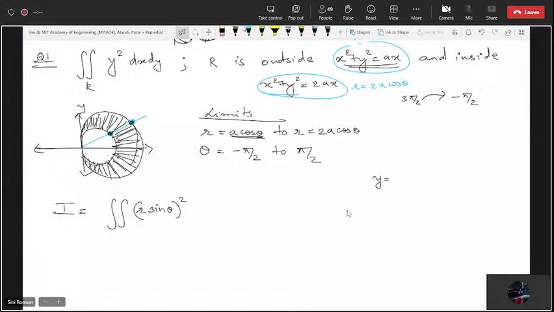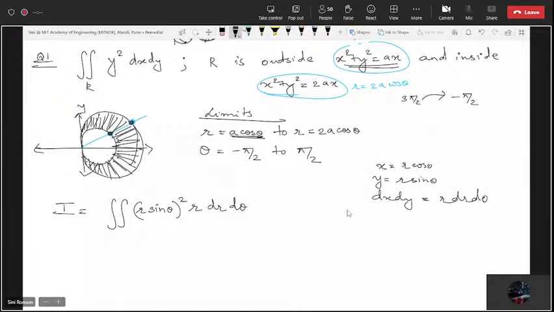Yes sir, yes. And dx dy is replaced by what? r dr d theta, yes or no? x will be replaced by r cos theta, y will be replaced by r sin theta, and dx dy will be replaced by r dr d theta.